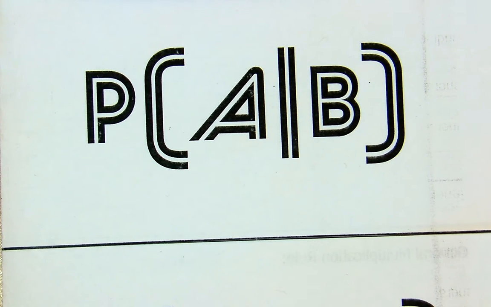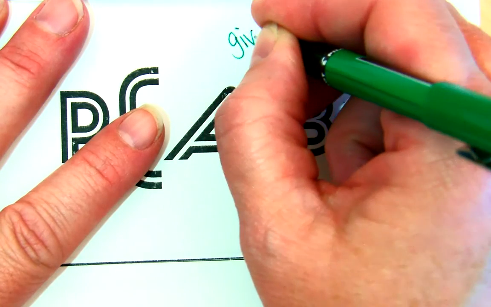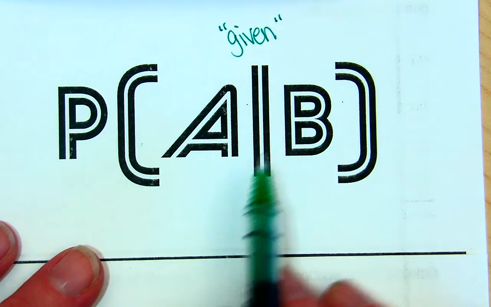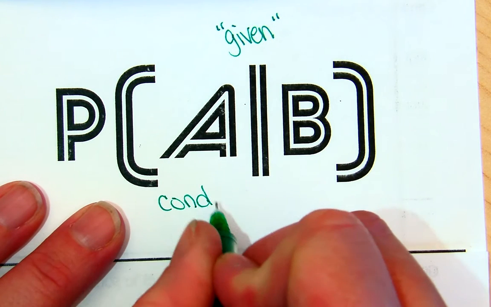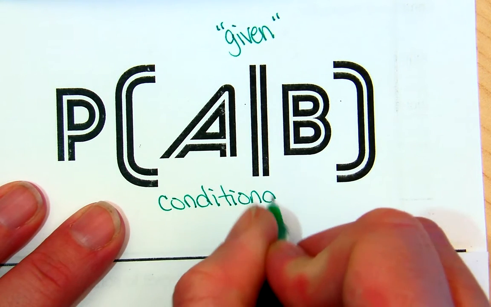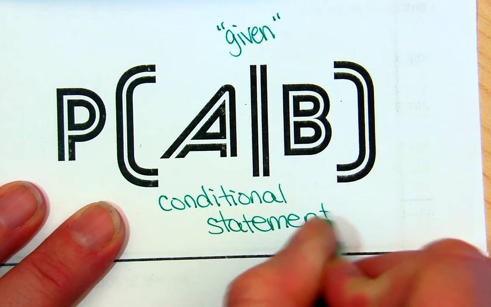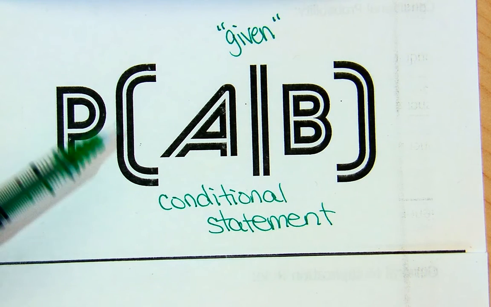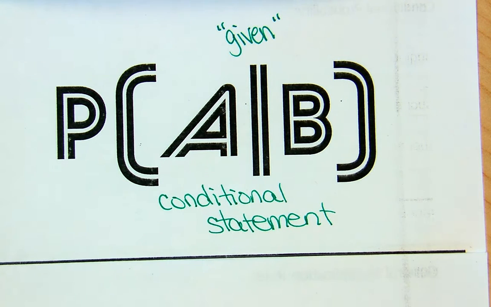So this is a given. So we would read this as the probability of A given B. This is what we call a conditional statement. So if they're telling you a conditional probability, this is what they're talking about. So we're given that one thing happened, we want to know what's the probability of the other one also occurring.